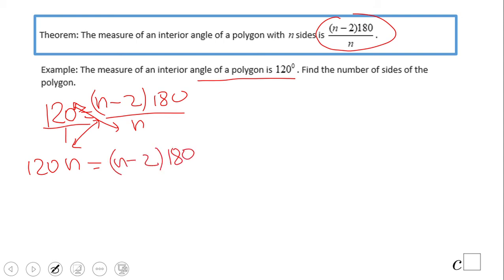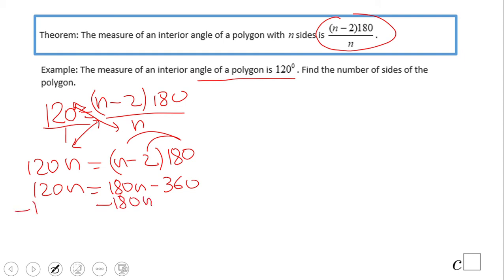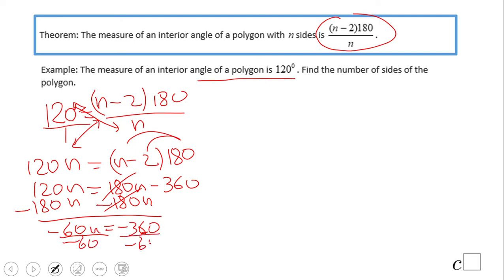Okay, so we're going to have 120 n, distributive property here. We have 180 n minus 360. And here I will subtract 180 n, even though we get a negative n on the other side, but I think it's the shortest way to do it. And we have negative 60 n equals negative 360, and divide by negative 60, right? And we get n equals 6.